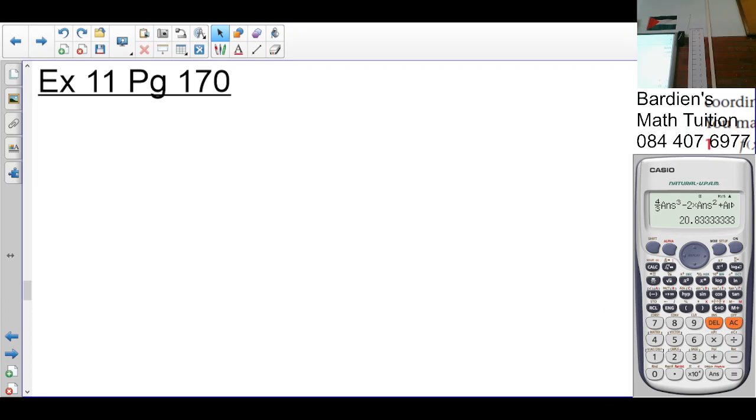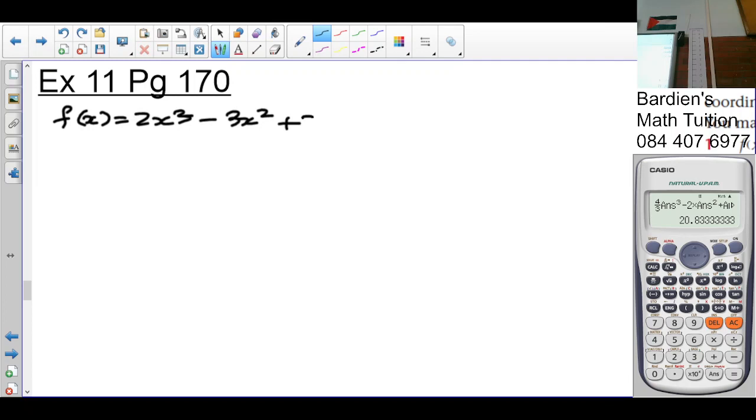That is the equation to number 11. F of x equals 2x cubed, yes? Minus 3x squared. Yeah? Plus 8x. Minus. So where do we start? I thought you were going to give a nice negative graph, man. But okay. Let's just do what we got. What's the first thing we do?